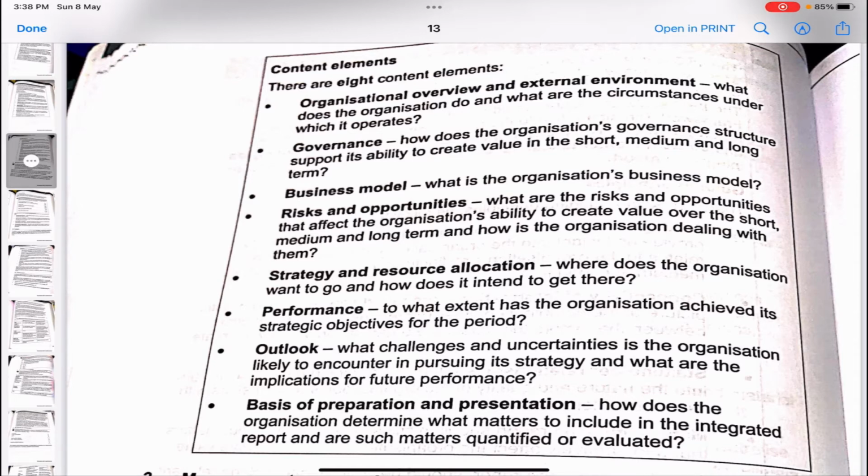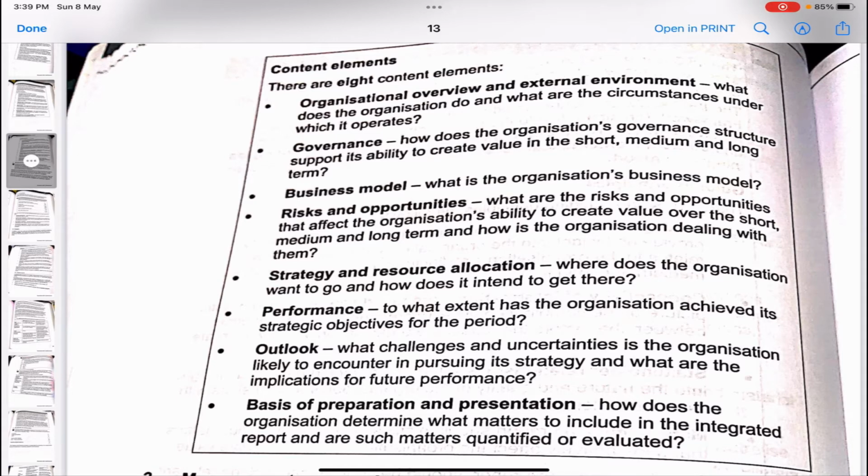What is the organization's business model? And then we have risks and opportunities. What are the opportunities and what are the risks of the organization? Strategy and resource allocation. How are we allocating the resources and what is the strategy which we're following? Performance. So what has been the performance outlook? What challenges and uncertainty is the organization likely to encounter? And what are the implications for future performance?